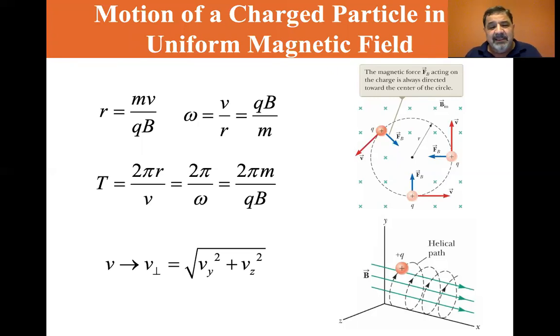Now the velocity is the perpendicular velocity, and it's equal to the square root of Vy squared plus Vz squared. If you're at 90 degrees to the magnetic field, you're going to keep going in a circle. Well, if you're not quite 90, you're going to go in a helical path. So you take the square root of Vy squared plus Vz squared, and you get your velocity, which is the perpendicular velocity to the magnetic field.